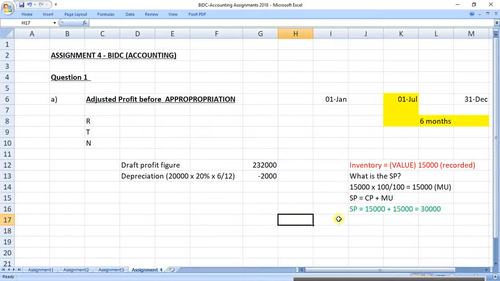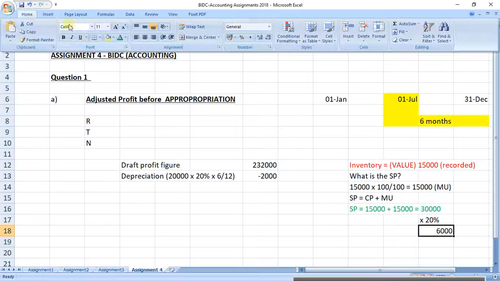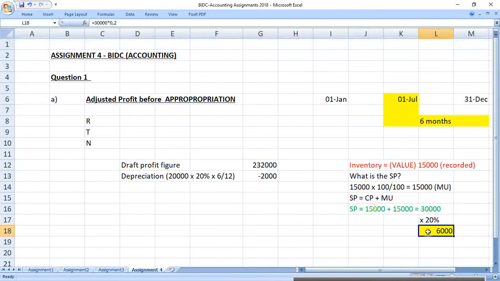Is the inventory worth 30,000? No. It's only worth 20%. Yes. Okay, so times 20% equals 30,000 times 0.2 gives you 6,000. So what is the inventory actually worth? 6,000. That's the true value of the inventory.